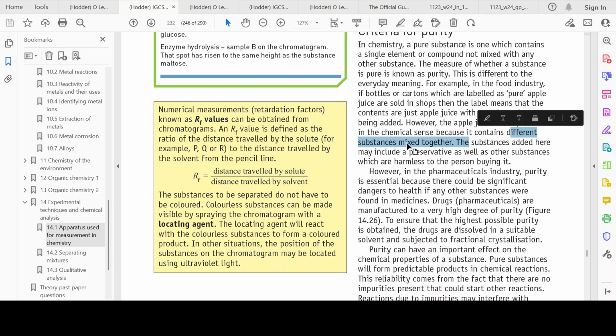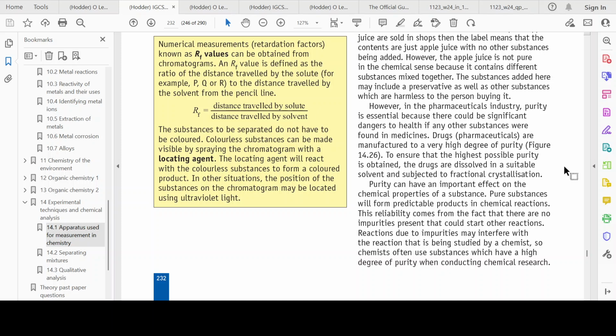It contains different substances mixed together. The substances added here may include a preservative as well as other substances which are harmless to the person buying it, which is debatable, but that's beyond the syllabus. However, in the pharmaceutical industry, purity is essential because there could be significant dangers to health if any other substances are found in medicine. Medicinal drugs or pharmaceuticals are manufactured to a very high degree of purity.